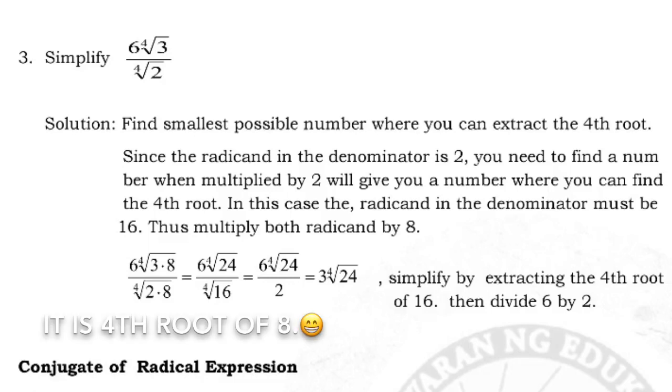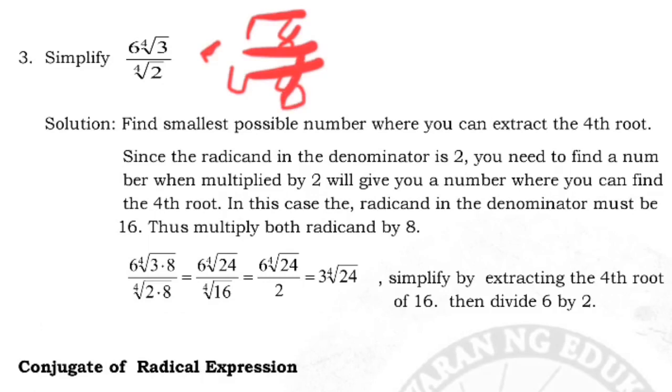So we're going to multiply here the 4th root of 8 over the 4th root of 8. Then multiplying that, we're going to have this result here: 6 times the 4th root of 3 times 8 over the 4th root of 2 times 8. Then 2 times 8 is 16, so we have the 4th root of 16 in the denominator. For the numerator, 3 times 8 is 24. Then 6 times the 4th root of 24 over the 4th root of 16.